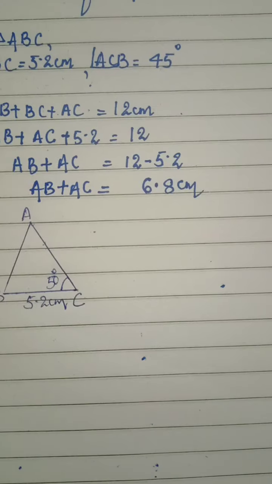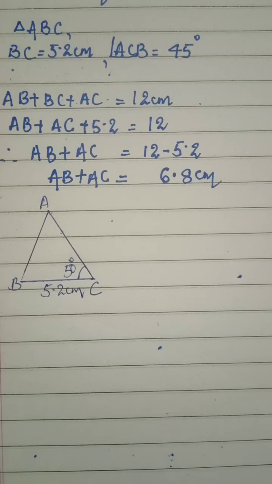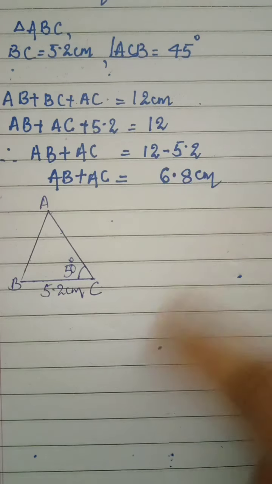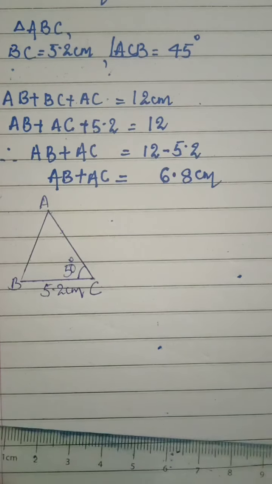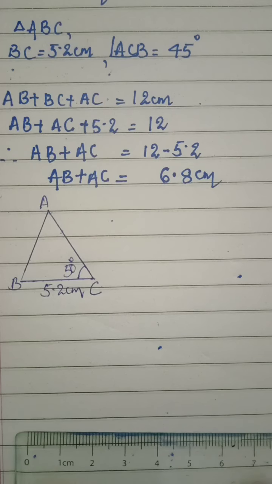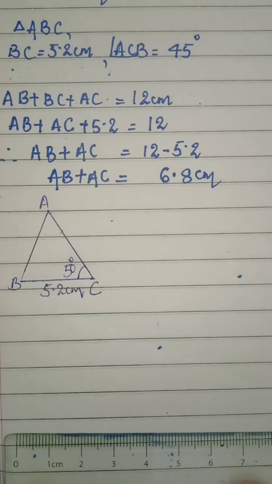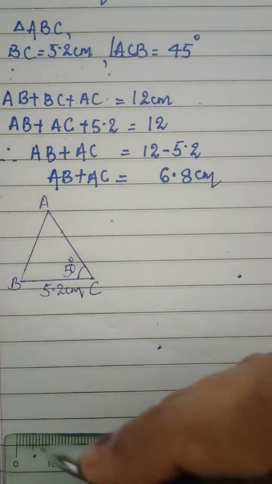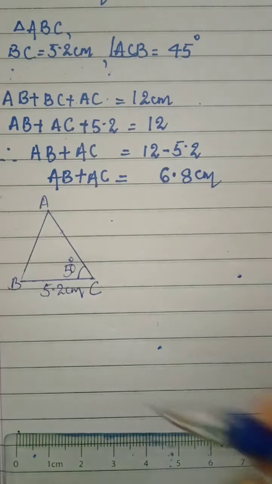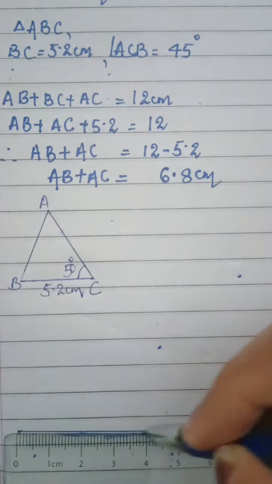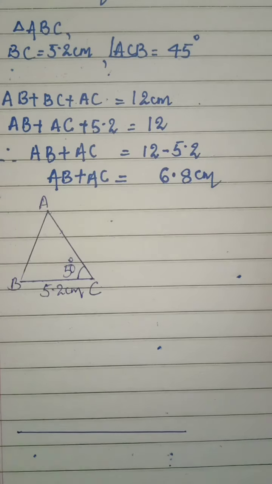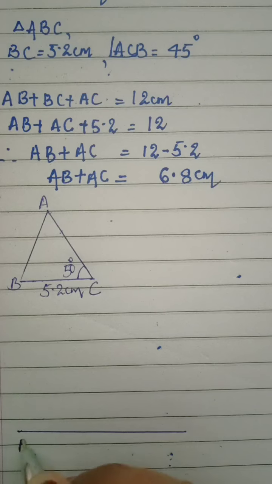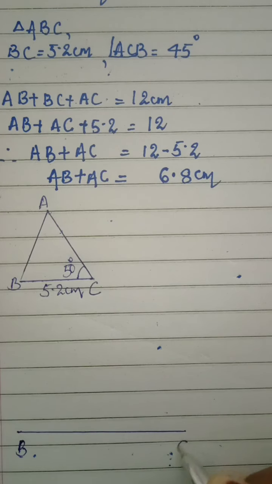So, this will be a good revision for you also, so that you can solve the second and third sum. Second and third sum, the same method you have to draw. Okay. So, let me start with the base. BC 5.2 centimeter. So, here I have 5.2 centimeter, BC. Okay.